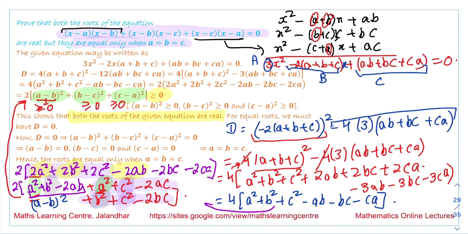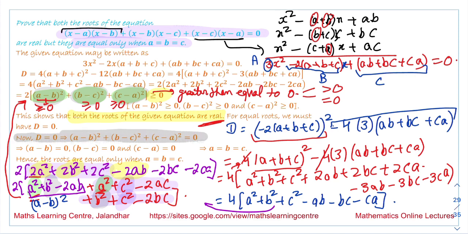The answer is greater than or equal to 0. So it means the roots are real. So now we have two cases, either it is greater than 0 or it is equal to 0, and we are saying these values will be equal to 0 if all these three values, a minus b, b minus c and c minus a, are equal to 0.